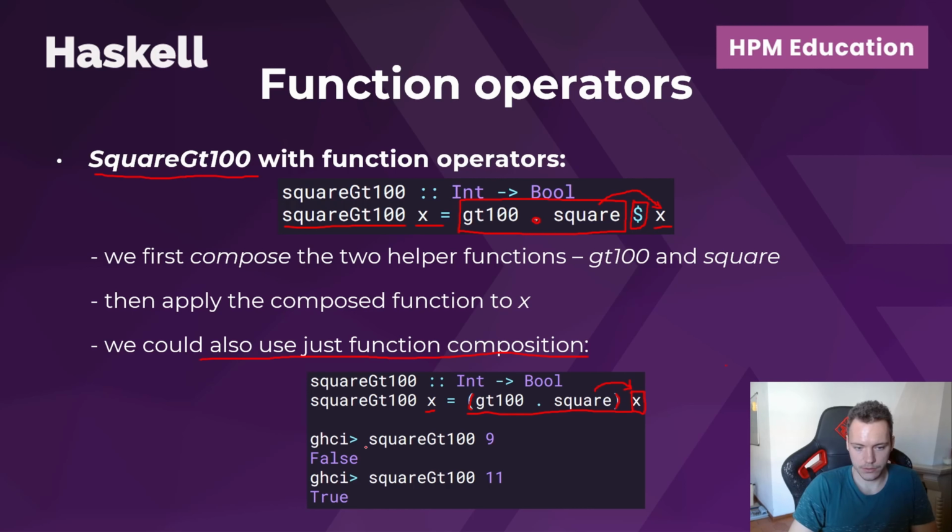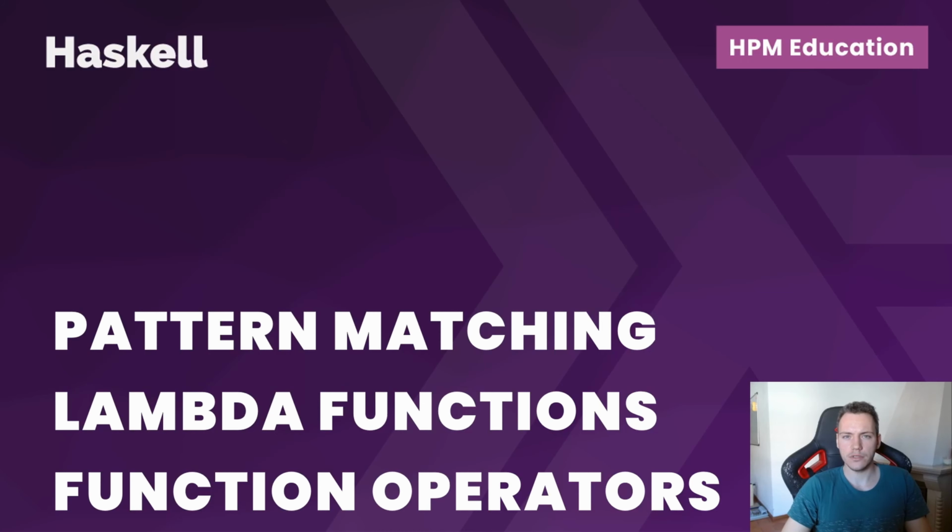In either case, we can see that the function works fine. If we give it 11, the 11 squared is 121, which is more than 100, so in this case we return true, and in the case of 9, since 9 squared is 81, which is less than 100, we return false. That's the end of this presentational part, where we looked at pattern matching, lambda functions, and function operators. And now let's go into the practical part, where we'll try to use these concepts in our Haskell code.